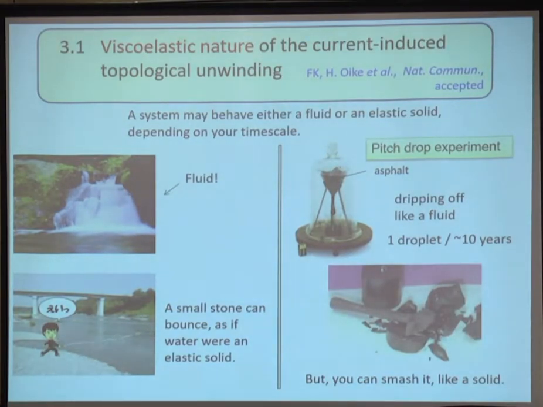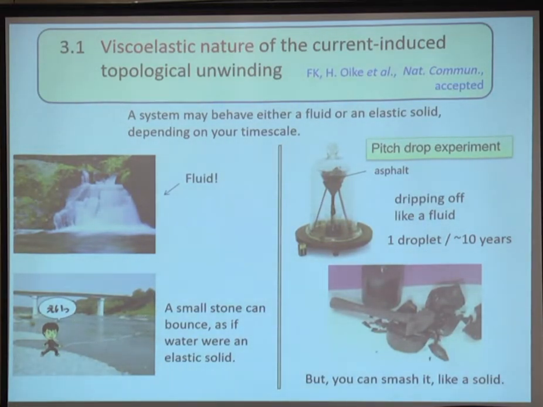In the last topic, I will discuss the viscoelastic nature of the current-induced topological unwinding. Viscoelastic nature means that a system may behave as either a fluid or an elastic solid, depending on the time scale. Water is of course a fluid, but if you throw a small stone appropriately, it can bounce as if water were an elastic solid. This is another example of a viscoelastic experiment: this highly viscous asphalt is drifting like a fluid, but you can smash it like a solid.